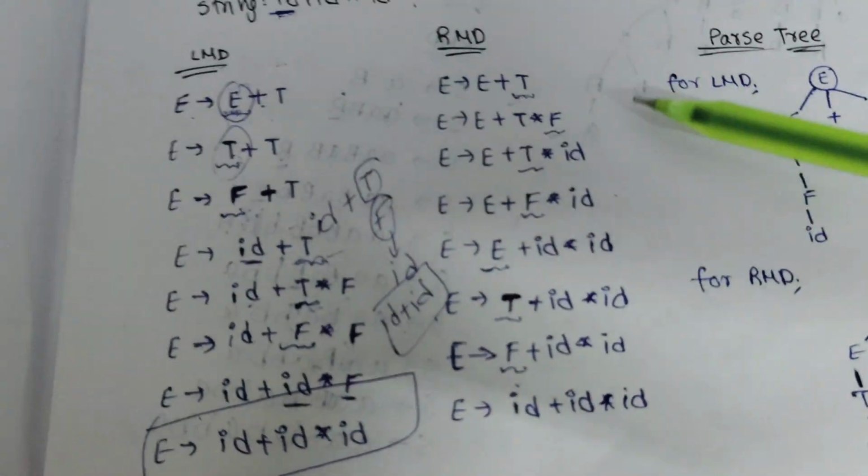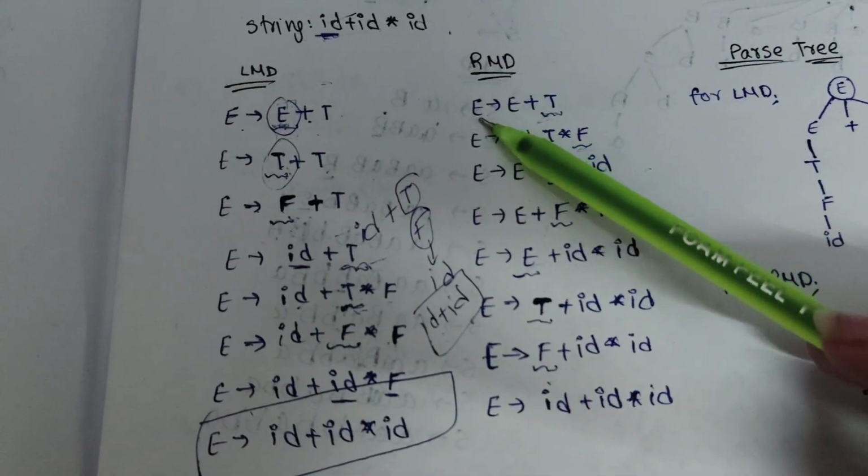Now let us solve this RMD, rightmost derivation. So we have E gives E plus T.